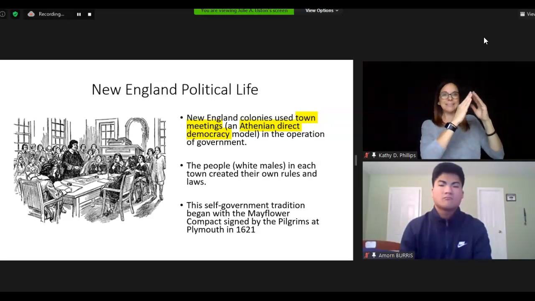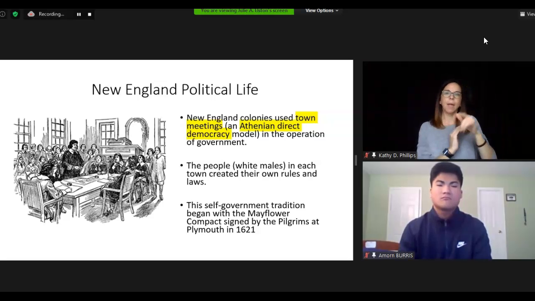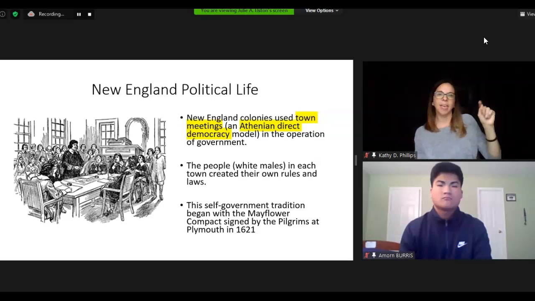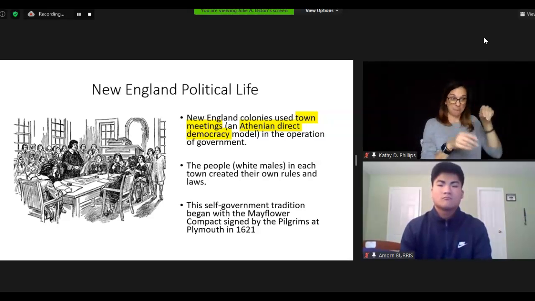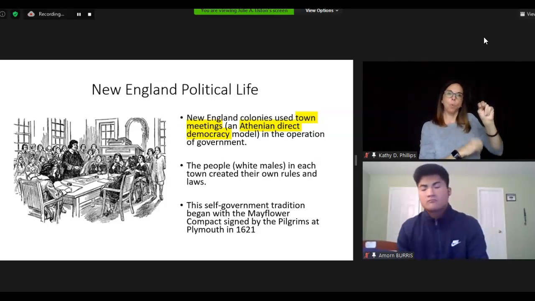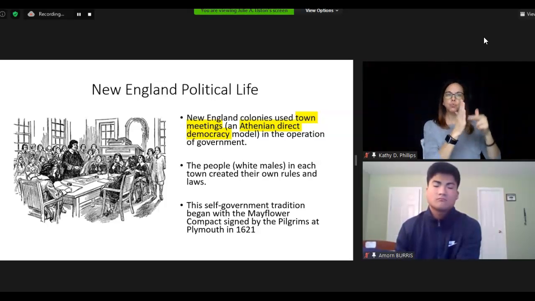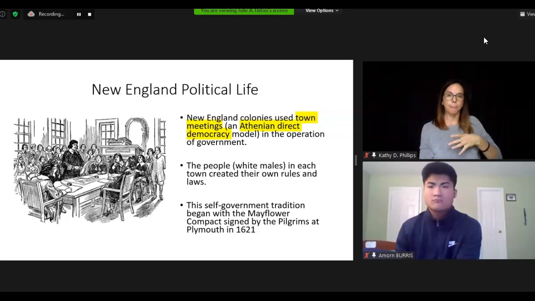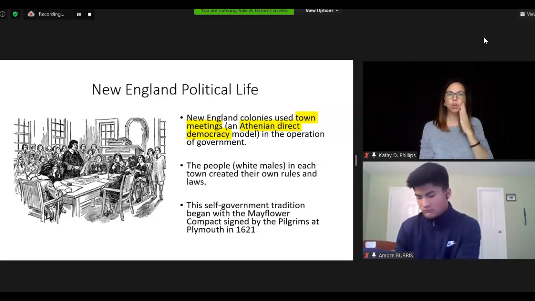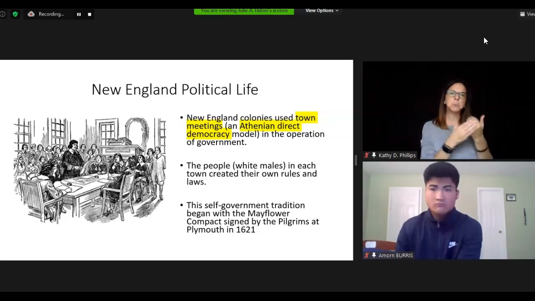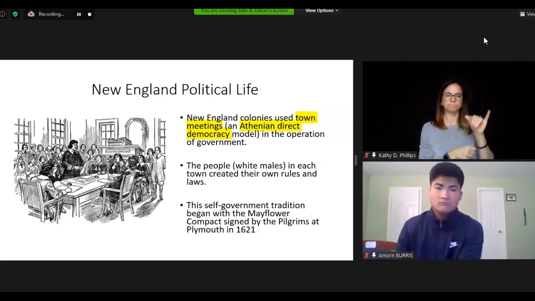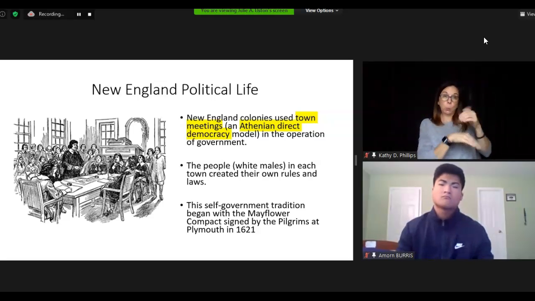And there, I put in your notes here that it's a type of Athenian direct democracy, right? Where the citizens of the town themselves make their own laws. And of course, in this time, that would have been white males, right? No women were involved in making laws or rules for the colony. And also people of color, of course. There were many fewer in New England, but they would not have been allowed to participate either. So we see very early on in New England this self-government tradition.